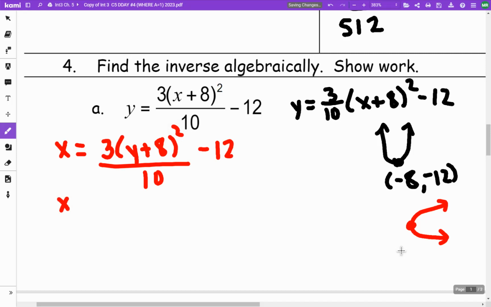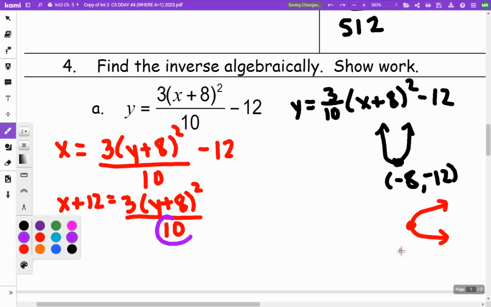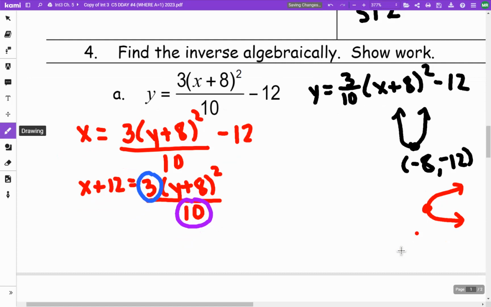First thing I'm going to do, get rid of that minus 12. So I'm going to add 12 to both sides. 3 times y plus 8 squared over 10. So I'm going to get rid of two things. I need to get rid of this 10, which since it's dividing, I would multiply by that. I also need to get rid of this 3. Since it's multiplying, I'm going to divide by that. So I'm going to do both of them in one step. So I'm going to times by 10. I'm going to divide by 3.